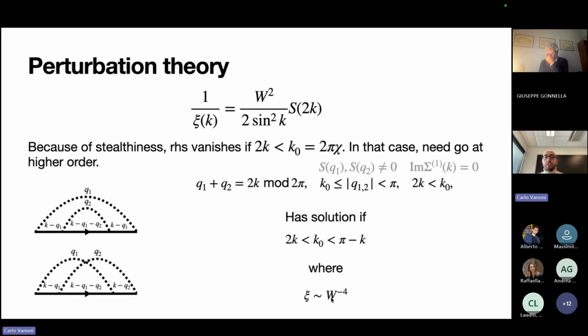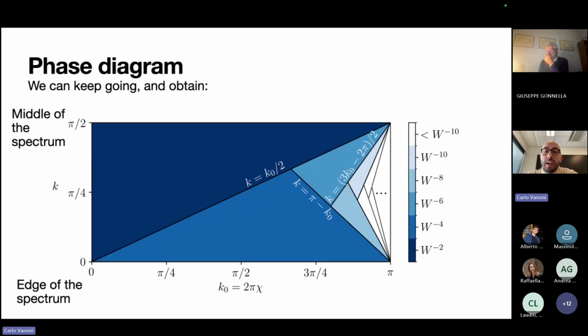So it means that the localization length has become bigger. You can keep doing this. I will not go into the details, but basically you have to look at all the diagrams and try to figure out where they will have a contribution or where they will have not contributions. And then you find a diagram like this one. Let me explain a bit what it means.